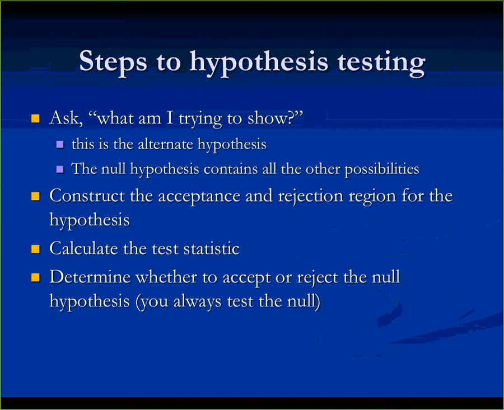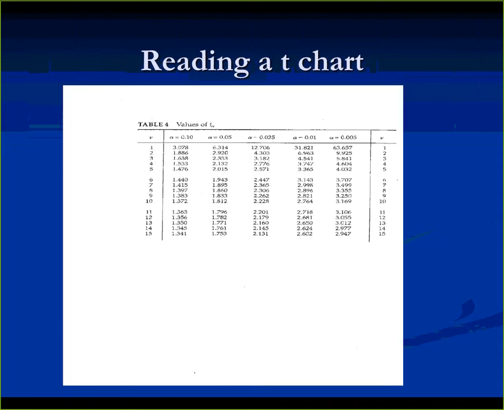And then you're going to calculate a test statistic, and you're going to essentially place that test statistic along your acceptance and rejection region, and you're going to make a conclusion. And you always test the null hypothesis. So you're going to place the test statistic in your acceptance and rejection region and determine whether you're going to accept or reject that null hypothesis.